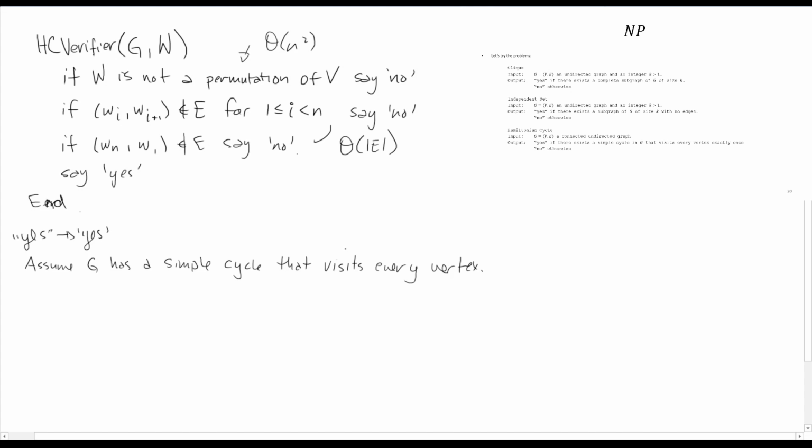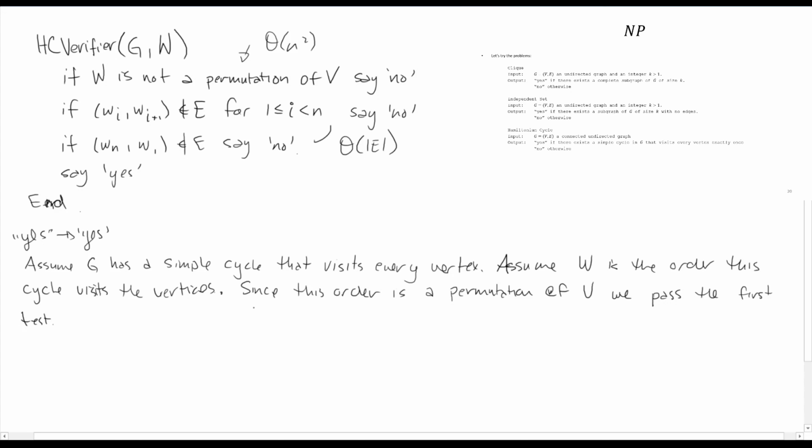Now what? Well, we need a permutation. So we're going to assume that W is the order this simple cycle visits the vertices. That's the permutation that we were looking for. Now, since this ordering that we've got is a permutation of V, that was our first test, we're going to pass the first test.